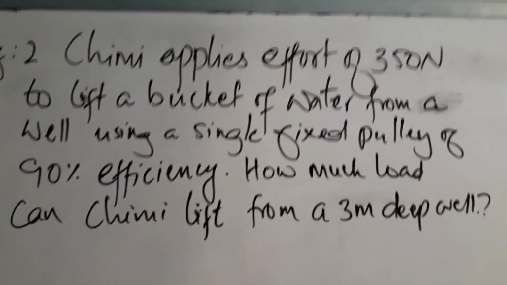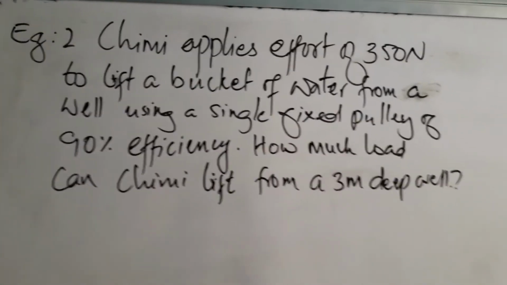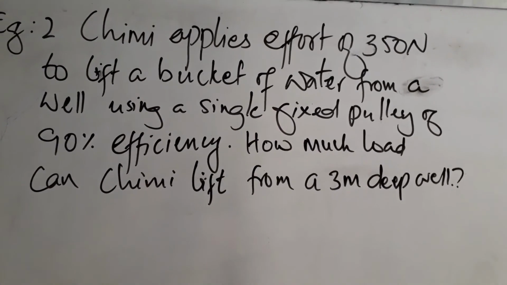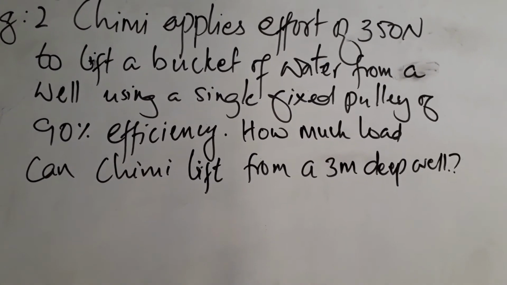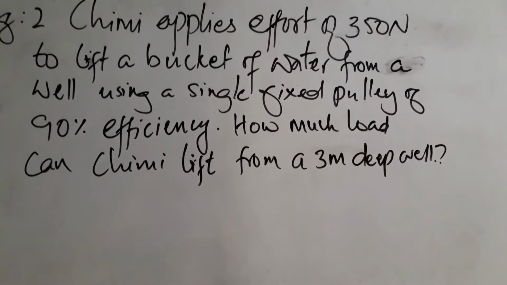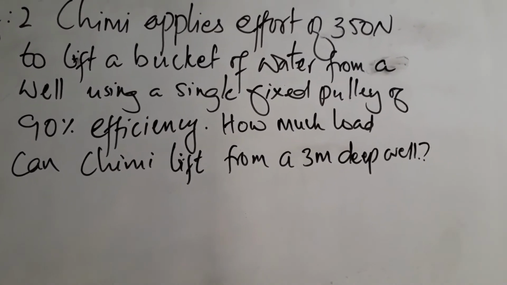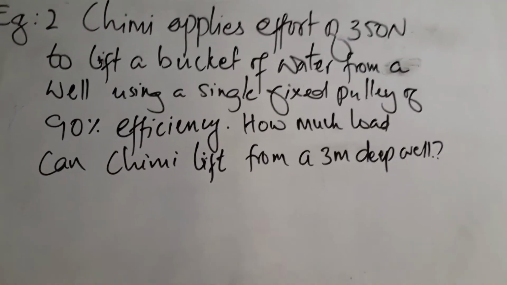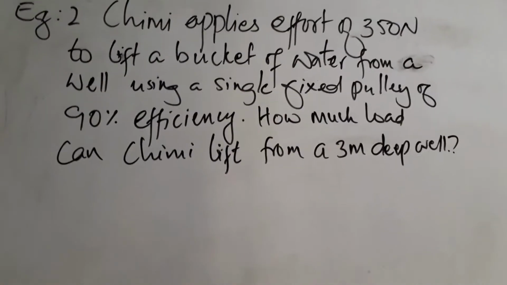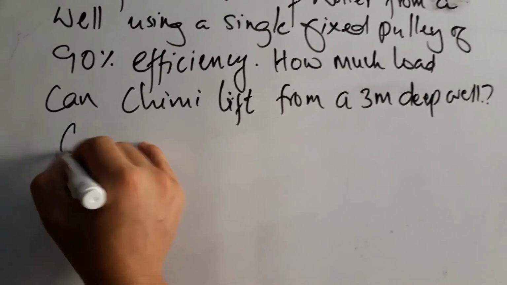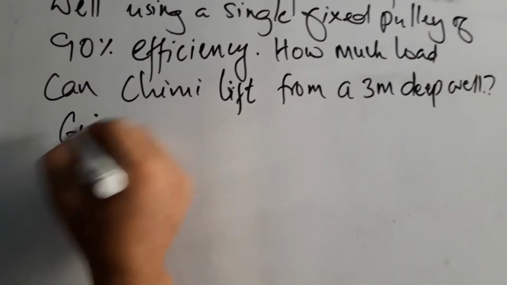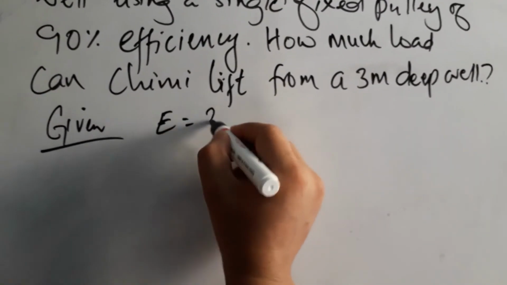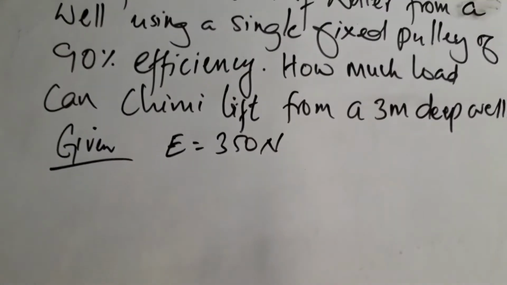In this second example, Chimi applies an effort of 350 Newton to lift a bucket of water from a well using a single fixed pulley of 90% efficiency. How much load can Chimi lift from a 3 meter deep well? What we are given here is effort. We will write the given things. Effort, E, is 350 Newton.